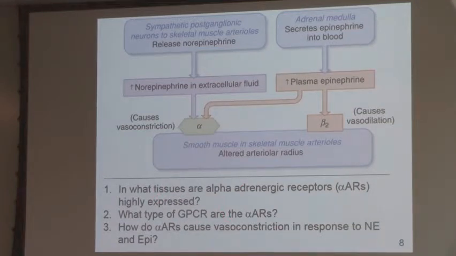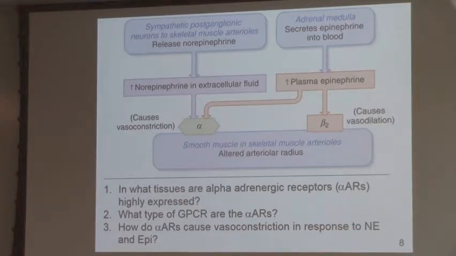Now apply what you know from the very beginning of this course, or even from self-physiology. What type of GPCR are the alpha adrenergic receptors that would cause constriction of vascular smooth muscle, of arteriolar smooth muscle? And then tell me about the mechanism.